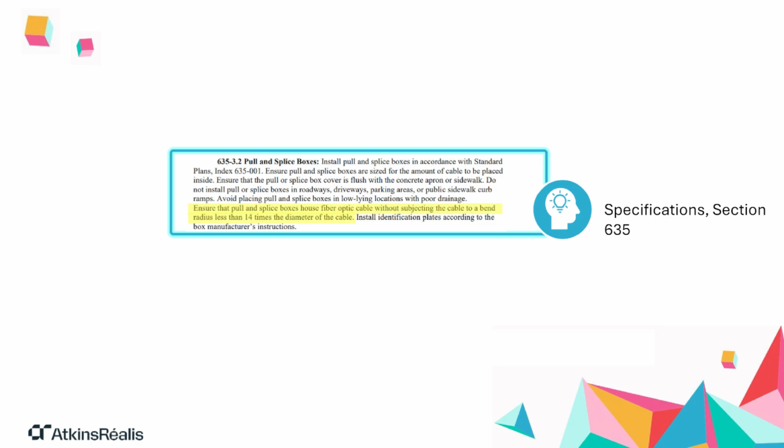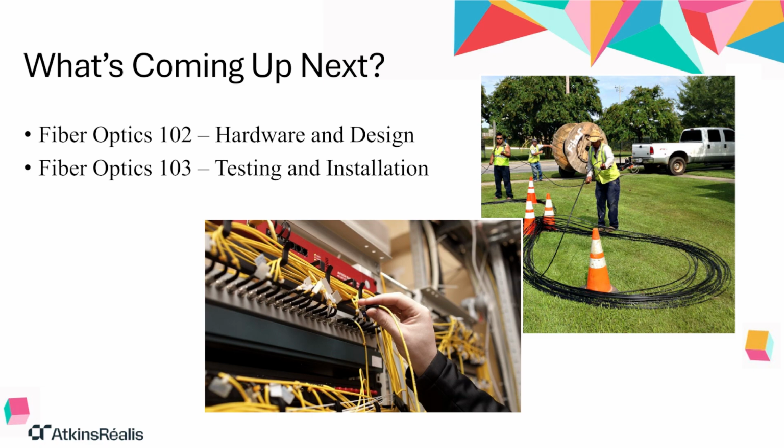What about inside pull boxes? Yes, there's a spec for that too. Standard specifications, Section 635, which deals with pull boxes and splice vaults, adds that crucial detail. Fiber optic cabling coiled for long-term storage inside these boxes cannot be bent tighter than 14 times the cable diameter. So you see how FDOT takes the general principles and sets very concrete requirements for contractors to follow, ensuring consistency and quality across their statewide ITES network. Wow, that really ties it all together. What a comprehensive deep dive.